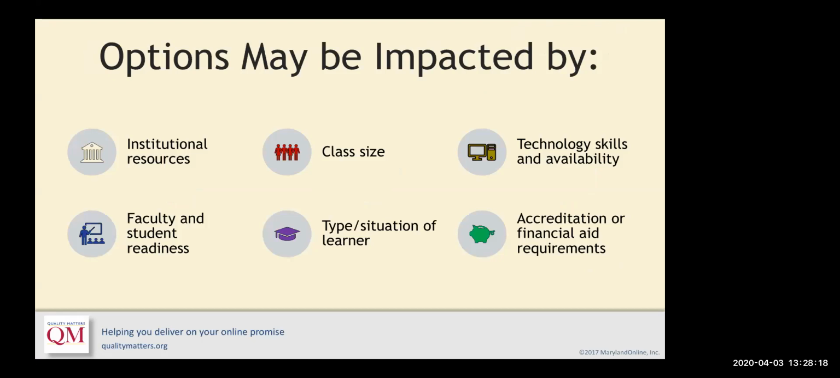Your class size is also an impacting factor. If you're teaching a large enrollment remote course, you may be more limited in your options for engagement and interacting with your students, or even in possible assessments. Regarding technology skills, the skill levels of both faculty and students can impact the decision, as well as the availability of certain technologies, such as web conferencing software. Faculty and student readiness, as we've mentioned before, is a big consideration right now.